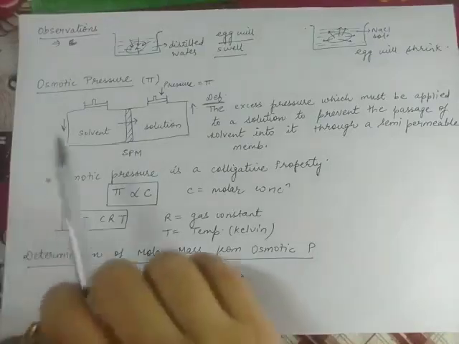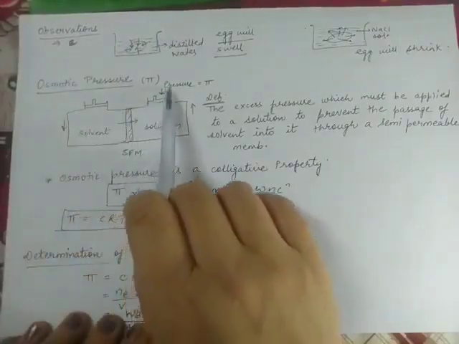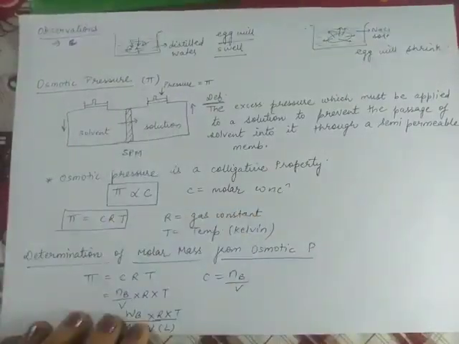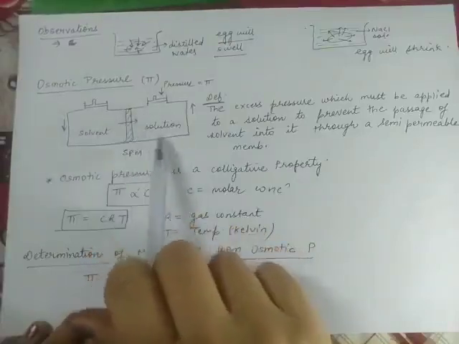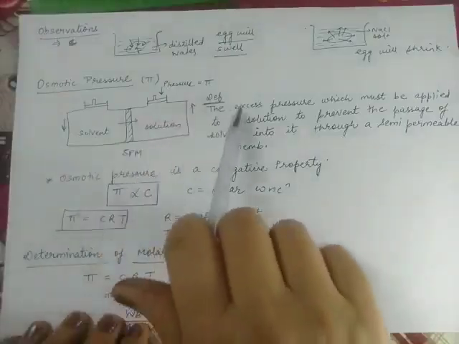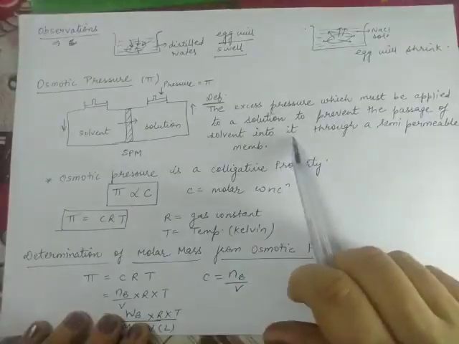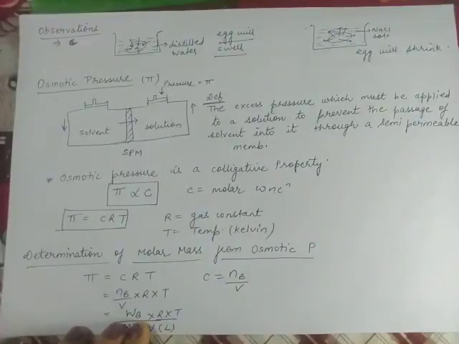Again I am repeating, the solvent molecules are moving towards the solution side. This piston is moving down and this piston is moving up. But suppose I apply some pressure here on the solution side piston so that it does not rise up. If this piston is not rising up, solvent molecules cannot enter this compartment. So the process of osmosis will be stopped, and this excess pressure which must be applied on the solution side to prevent the passage of solvent into it through a semi-permeable membrane is known as osmotic pressure. Is this clear? So this is the definition of osmotic pressure and it is denoted by the symbol pi.